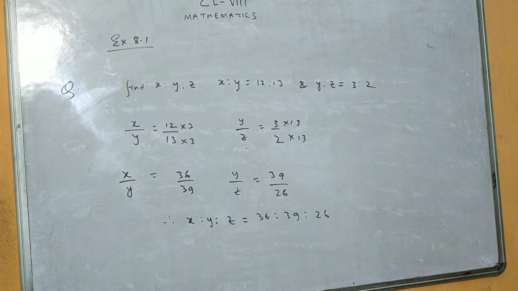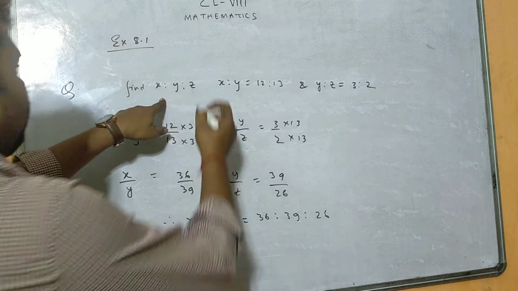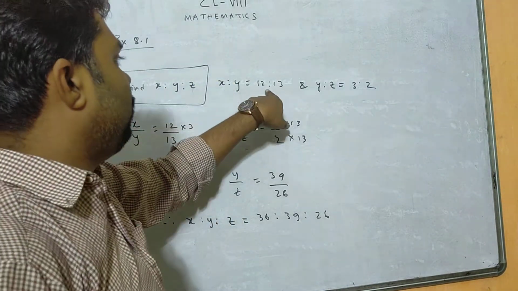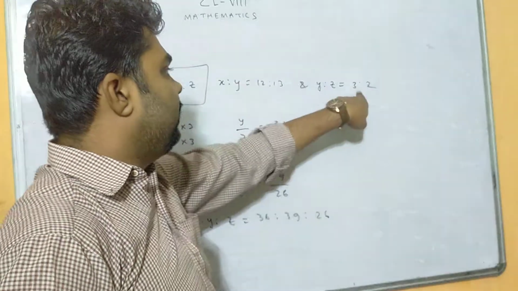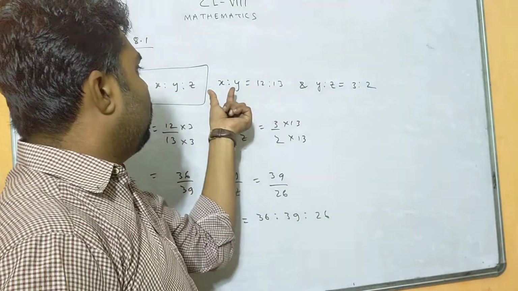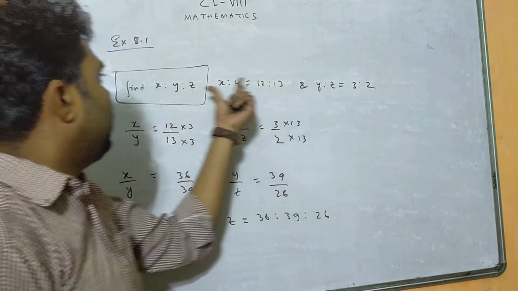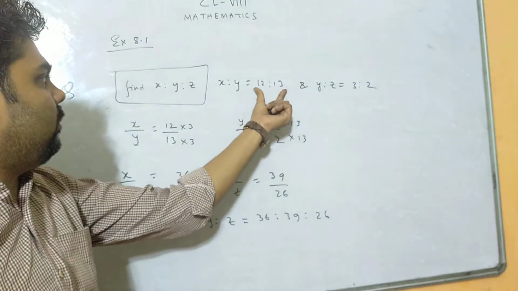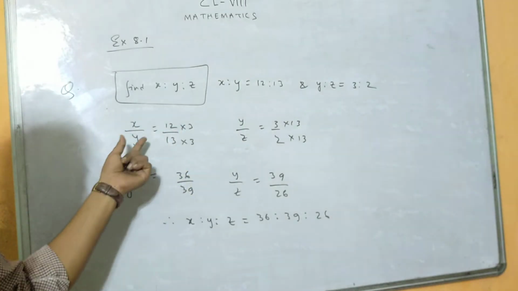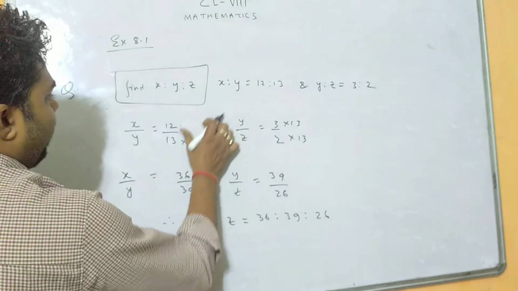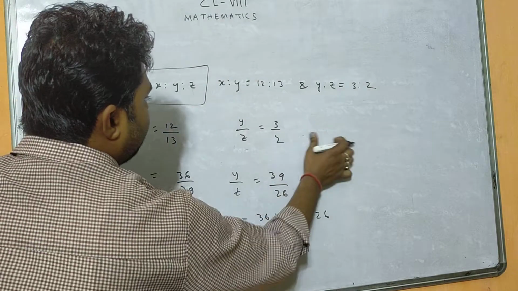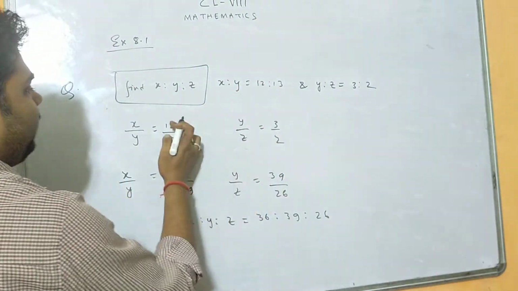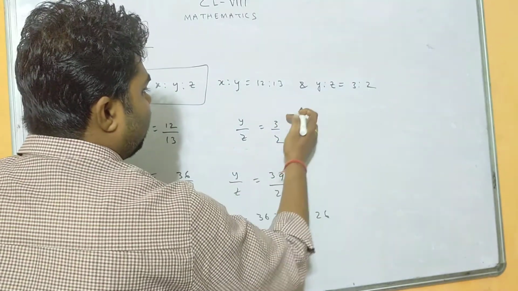Next question we have: find x is to y is to z. So this we have to find, right? And what is given in the question? X is to y is given 12 is to 13 and y is to z is given 3 is to 2. Okay. So x is to y and y is to z is given. We have to find x is to y is to z. So x by y is 12 by 13, right? And y by z is given 3 by 2.